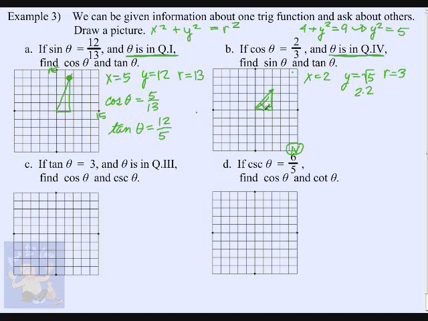So here's our theta right here. And we're trying to find sine theta. Oh, what did I do? I put it in the wrong place, didn't I? I went ahead and put it in the first quadrant. It doesn't belong in the first quadrant.